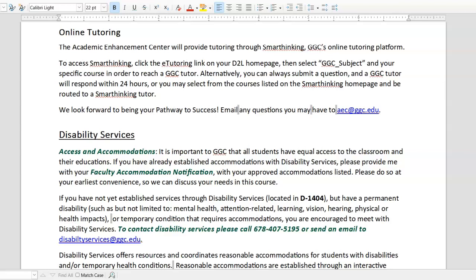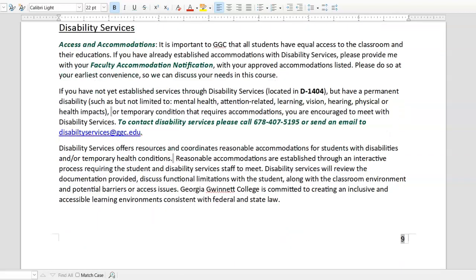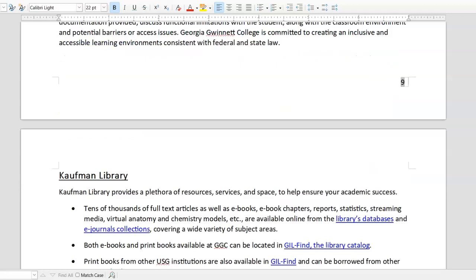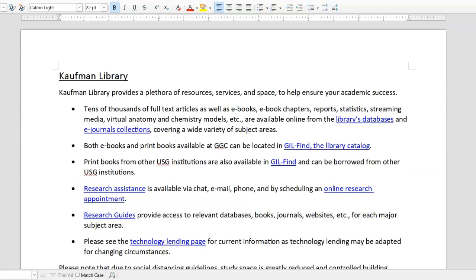So, disability services: if you have accommodations, you need to get those to me. But they need to be official through the Disability Services office. Here are ways you can go about getting in touch with them so that we can give you the best advantage possible.